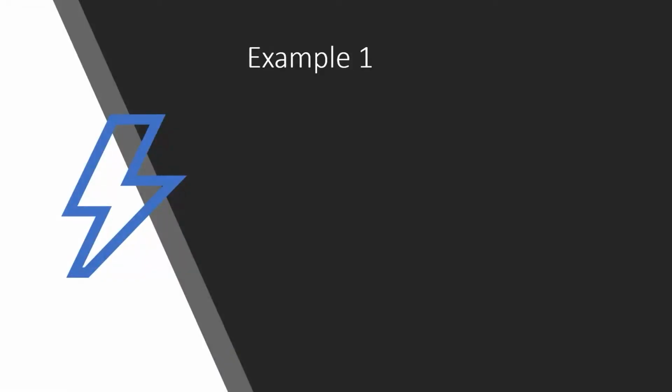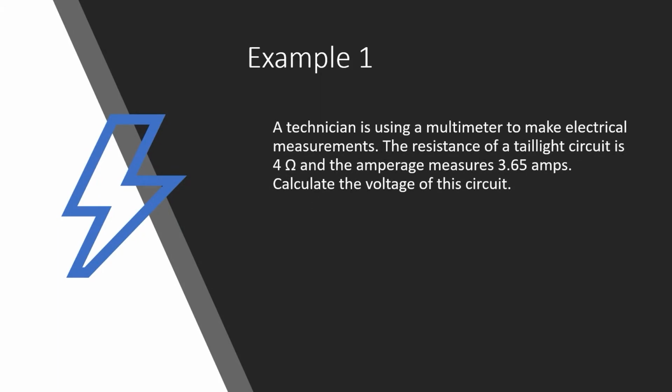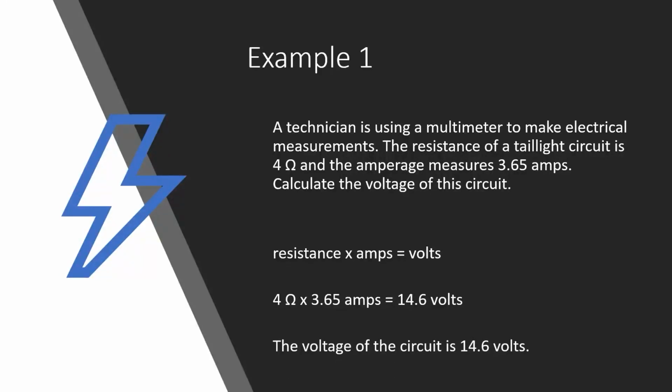A technician is using a multimeter to make electrical measurements. The resistance of a taillight circuit is 4 ohms, and the amperage measures 3.65 amps. Calculate the voltage of this circuit. Since we know that volts equal resistance times amps, we can go ahead and fill in what we know from the scenario into our formula. We know that there are 4 ohms of resistance and 3.65 amps. So if we plug these in and multiply them together, we'll end up with the answer 14.6 volts.